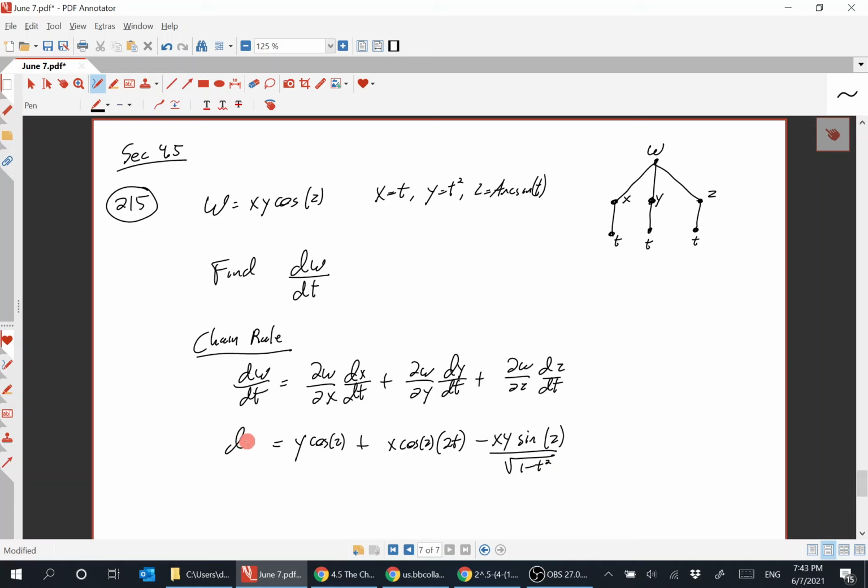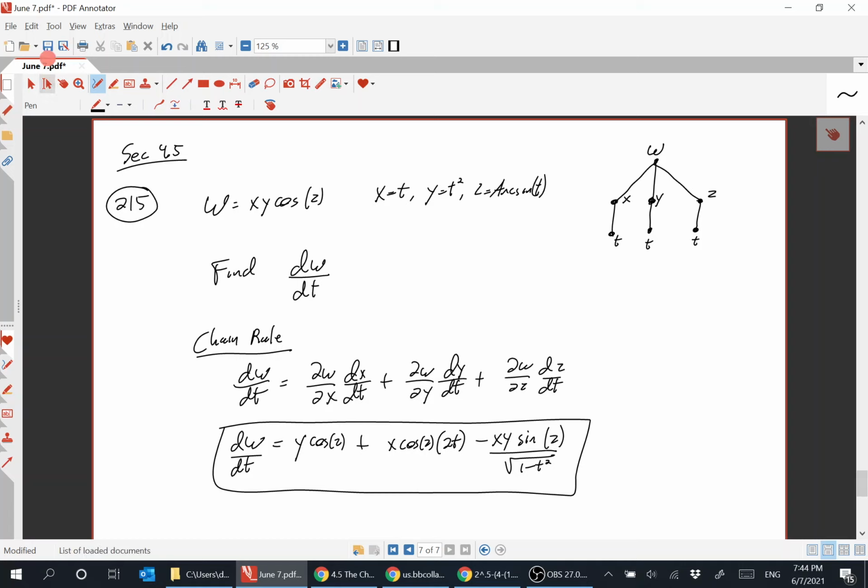Right, so that is dW/dt. Now, so I mean, that's one way to do it. That's using the chain rule. It is instructive if you actually take W in terms of X, Y, and Z, and then just rewrite the whole thing in terms of T. Right? And then take the derivative, dW/dt, and see what you get. And you should get the same thing.